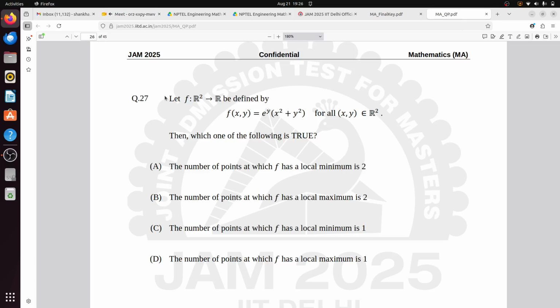Let f from R2 to R be defined by f(x,y) equal to e to the power y times x square plus y square for all x comma y belonging to R2. Then which one of the following is true? The number of points at which f has a local minimum is 2. The number of points at which f has a local maximum is 2. The number of points at which f has a local minimum is 1. The number of points at which f has a local maximum is 1. Solve this problem.